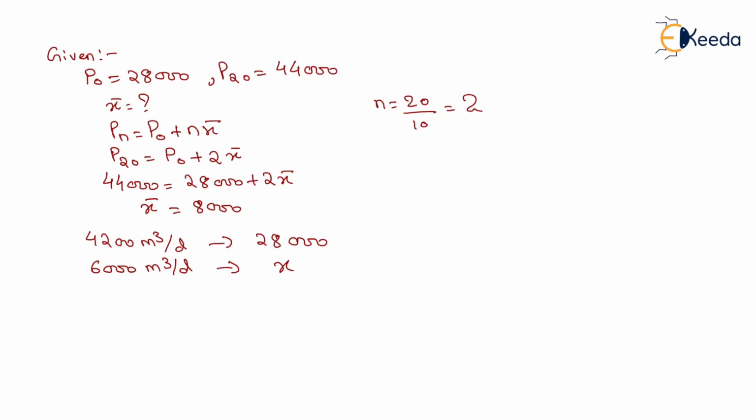Now we take the values from here: 28,000 into 6000 divided by 4200. So the population comes out to be 40,000 persons. It means that for 6000 meter cube per day consumption of water, the population comes out to be 40,000. Now we need to determine the number of years for which the plant will reach its design capacity.